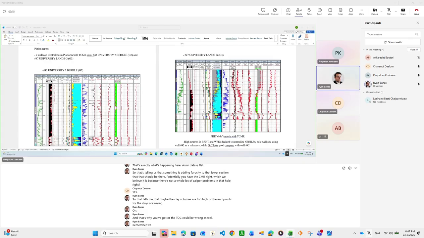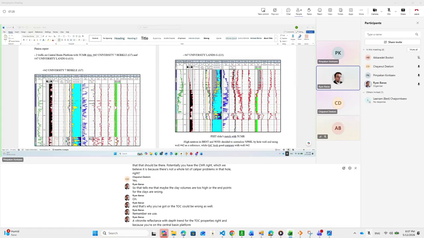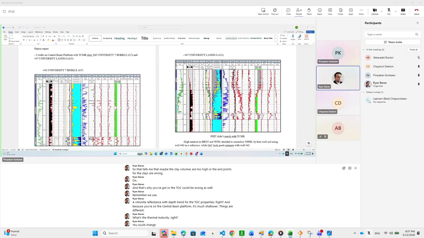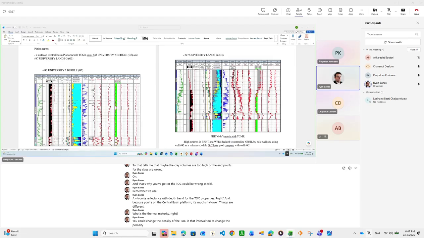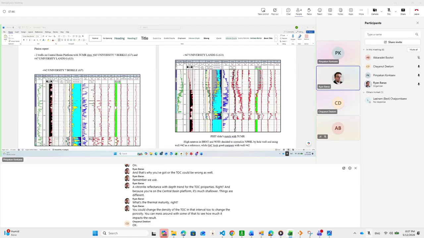Remember, we use the vitrinite reflectance with depth trend for the TOC properties. Because you're on the Central Basin Platform, it's much shallower and things are different. What's the thermal maturity? You could change the density of the TOC in that interval too to change the porosity. You can mess around with some of that to see how much it impacts the result. That's my take on that.